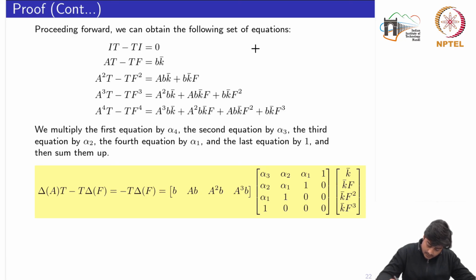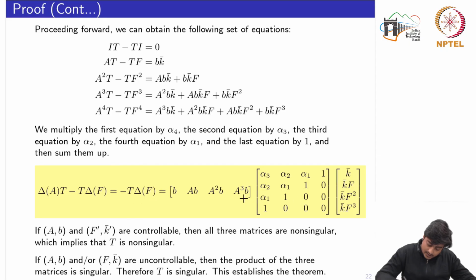Okay. Now here, this is the most important thing. So delta F, we have already shown that it would be a non-singular matrix. This matrix being an upper triangular matrix would always be a non-singular matrix. This matrix would be non-singular if and only if the A, B pair is controllable, and this matrix is non-singular if and only if F transpose and K bar transpose is controllable. So in that case, all these matrices are non-singular matrices.